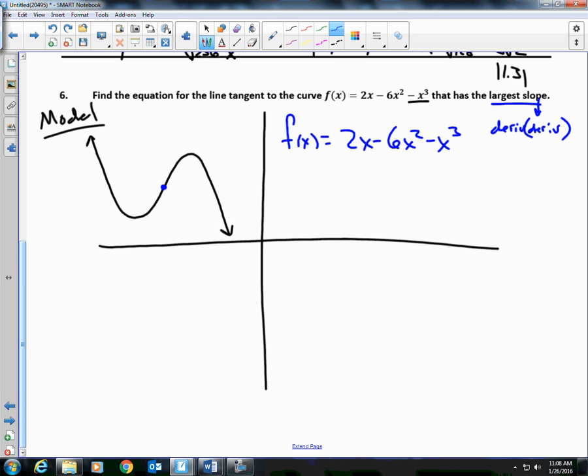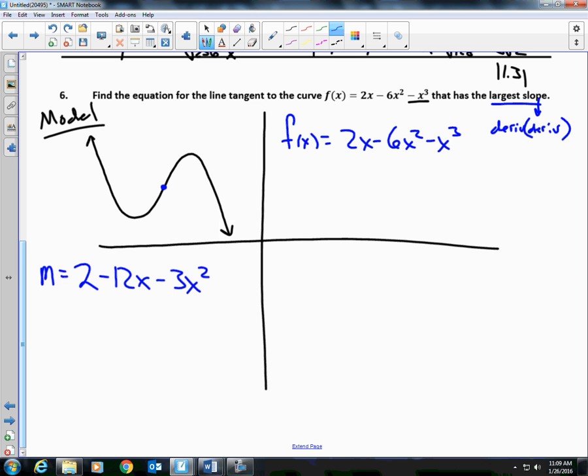What we want is an equation for the slope, because it says find the largest slope. What do I do to find an equation for the slope? Find the derivative. What is the derivative? 2 minus 12x minus 3x squared. Good. Now, this is my slope formula.